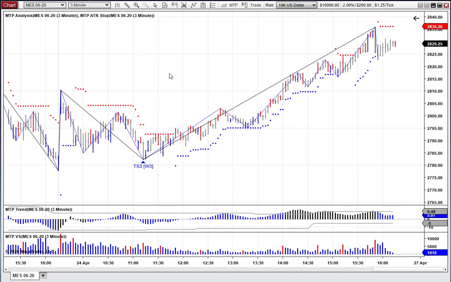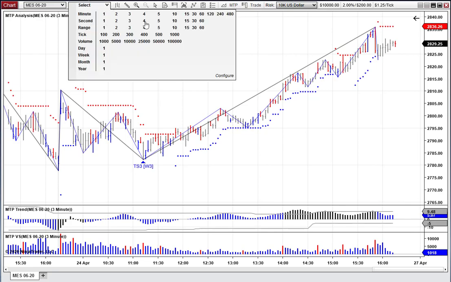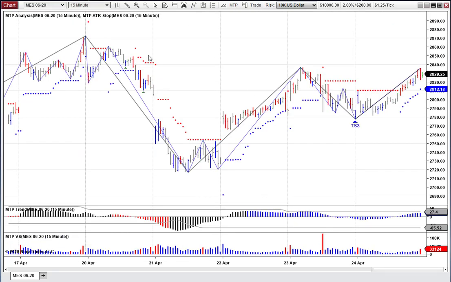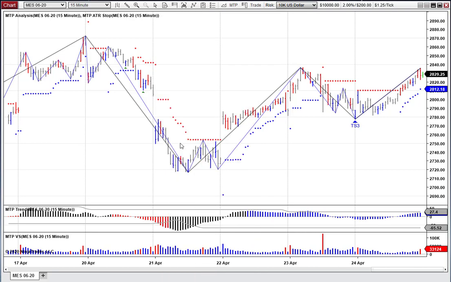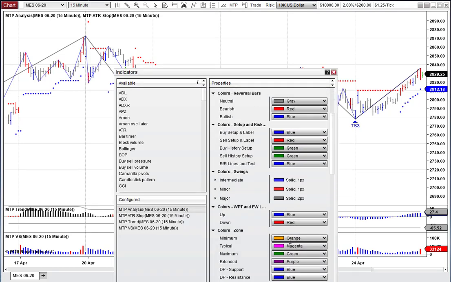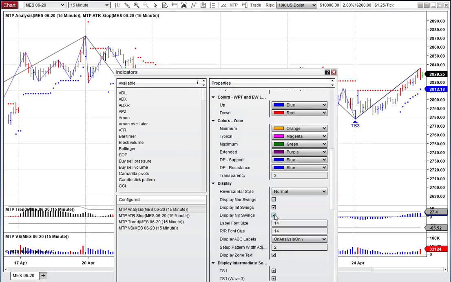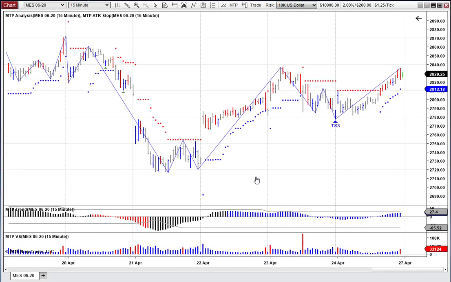So how did we find this? Well, as usual, we start with our higher time frame charts. This is a 3-minute chart, so we'd have gone out to the 15-minute. I'll just take the major swings off, just bear with me for a second, so it doesn't get quite so confusing. Okay, I'll just take those off, just with our intermediate degree swings.